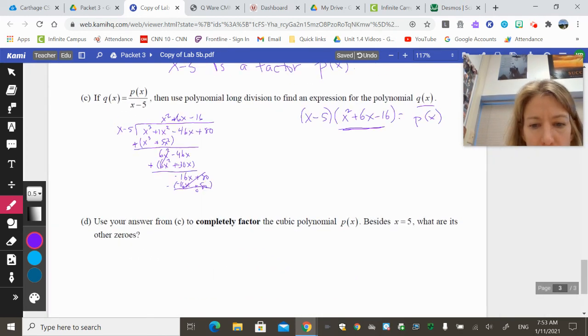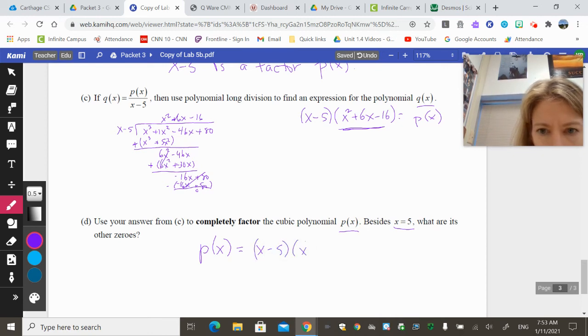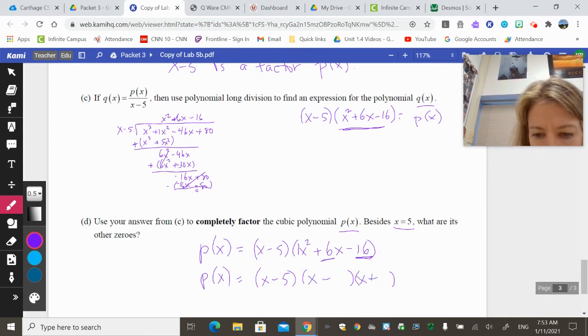All right, so now it wants me to completely factor P of x. And besides x equals 5, what are the other zeros? So I know P of x from my work in part C is x minus 5 times x squared plus 6x minus 16. And I know this is not factored completely, because that trinomial can be broken down into two binomials. And since this has a lead coefficient of 1, I can just think of the factors of negative 16 that add up to a positive 6. So I know signs have to be different. And I know 8 times 2 is 16. And in order to get a positive 6, it has to be a negative 2 and a positive 8.